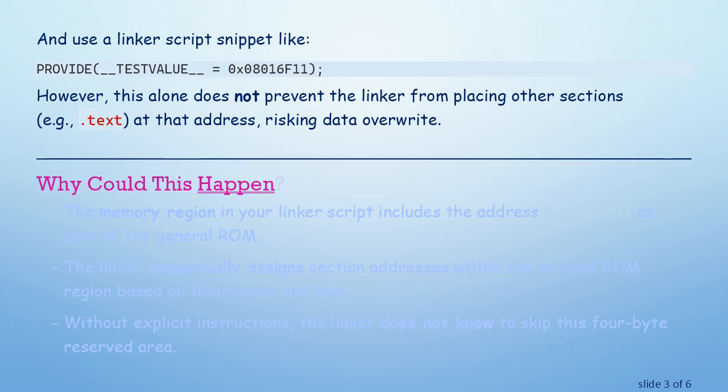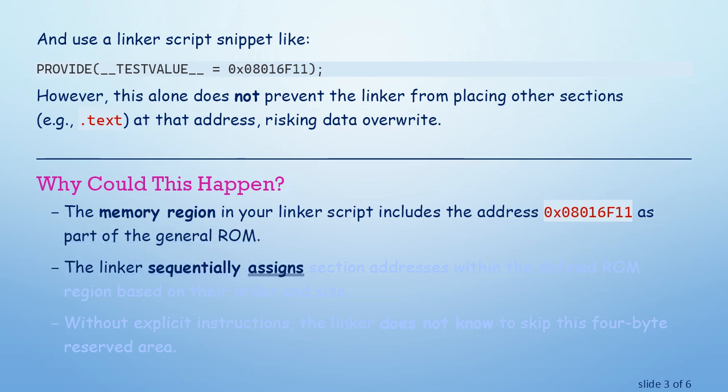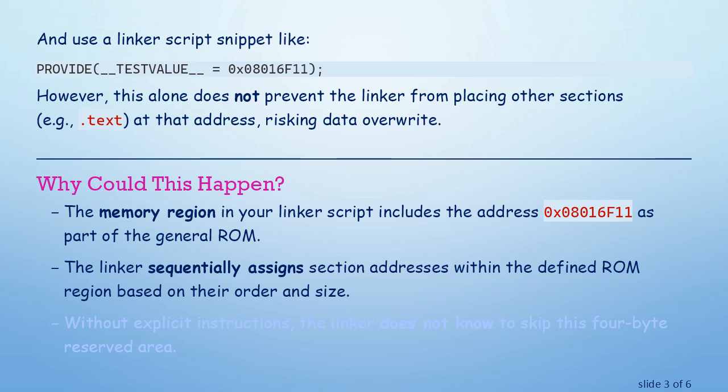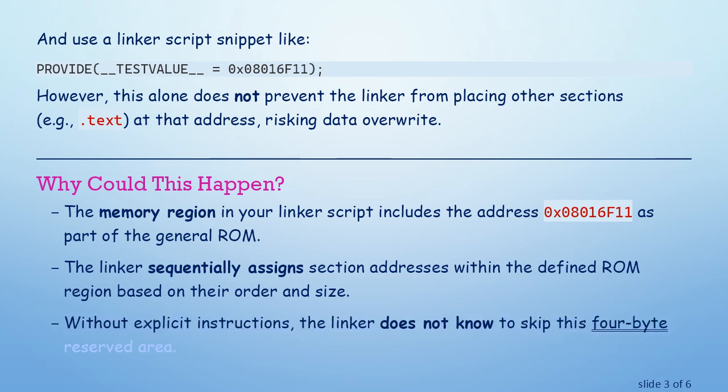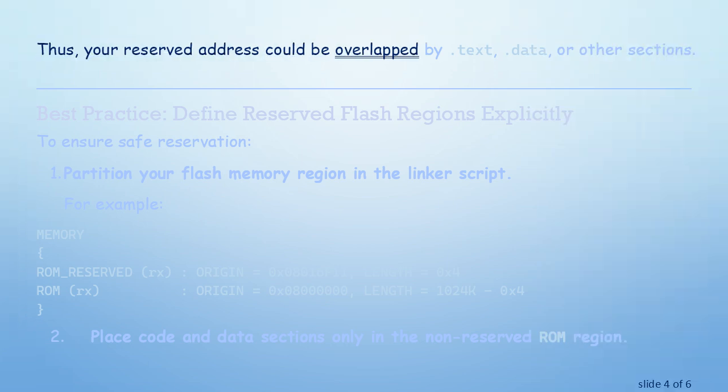Why could this happen? The memory region in your linker script includes the address 0x08016F11 as part of the general ROM. The linker sequentially assigns section addresses within the defined ROM region based on their order and size. Without explicit instructions, the linker does not know to skip this 4-byte reserved area. Thus, your reserved address could be overlapped by .text, .data, or other sections.